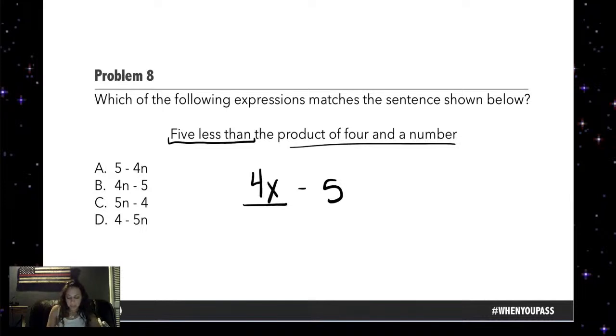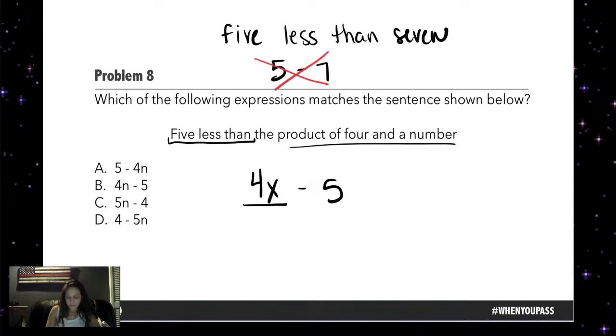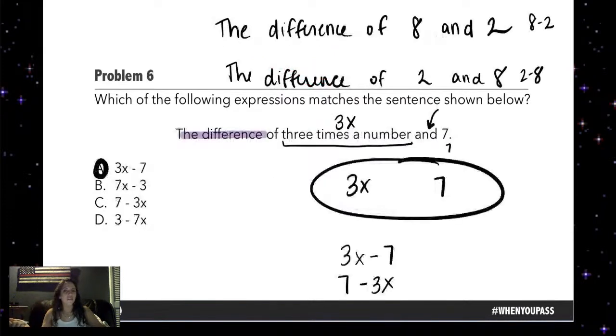Why? Because 5 less than 7 is not 5 minus 7. 5 less than 7 is 2, which means you did 7 minus 5. So if we have something more than or something less than, it means it's something plus or minus that number. If we have the difference of, then we just do it in that same order.